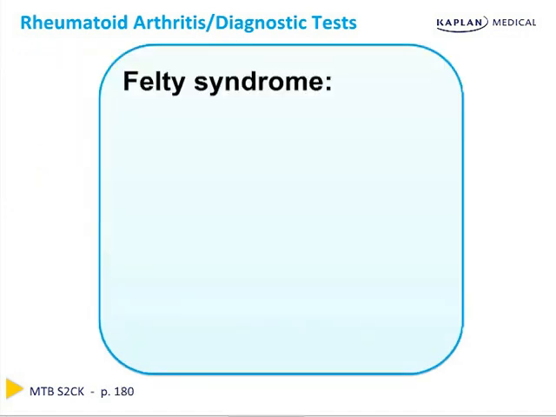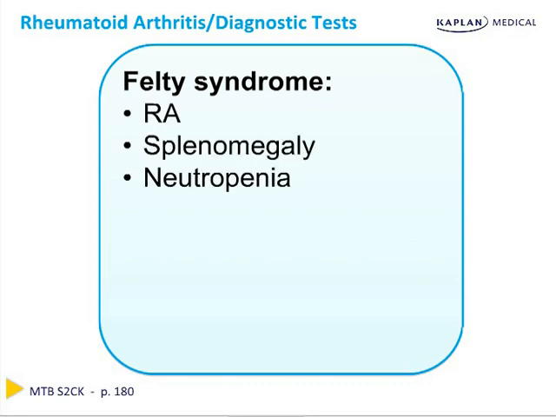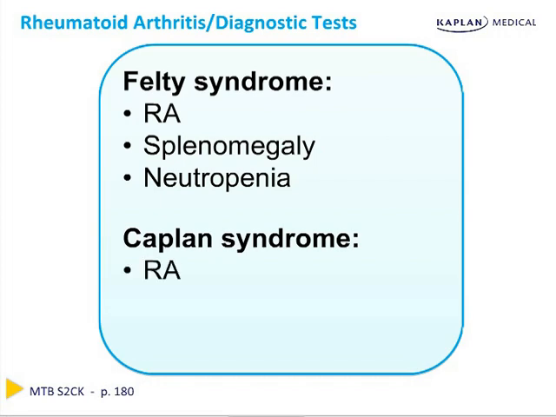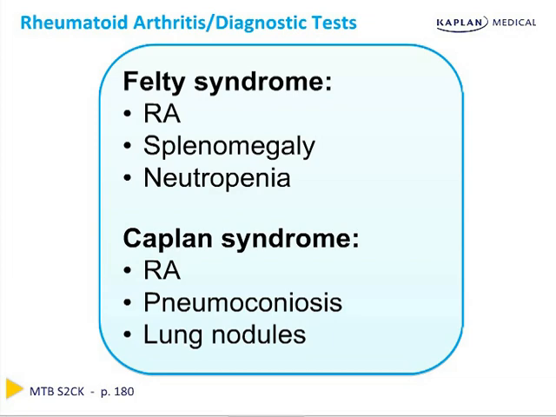Now, rheumatoid arthritis loves to hang out with other symptoms, problems, and conditions. Felty's syndrome is one such example. It's rheumatoid arthritis combined with splenomegaly and neutropenia. Another one is called Kaplan syndrome. This is rheumatoid arthritis with pneumoconioses and lung nodules.